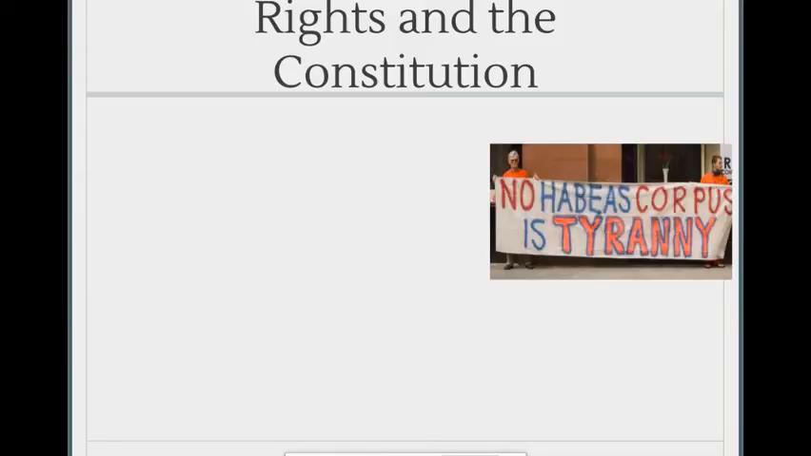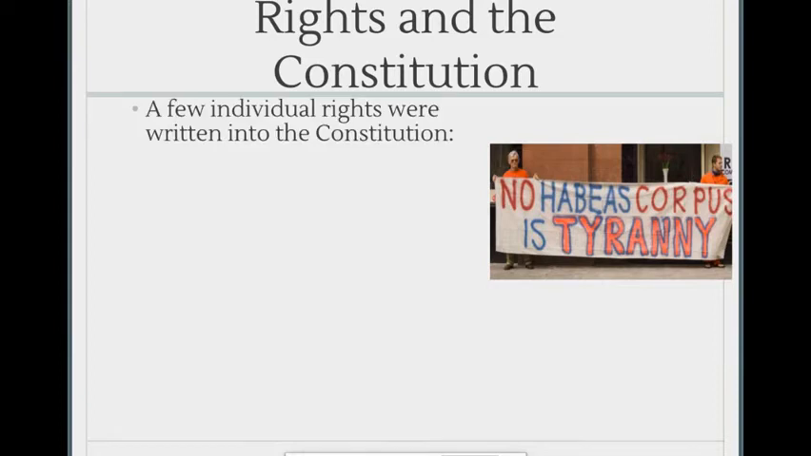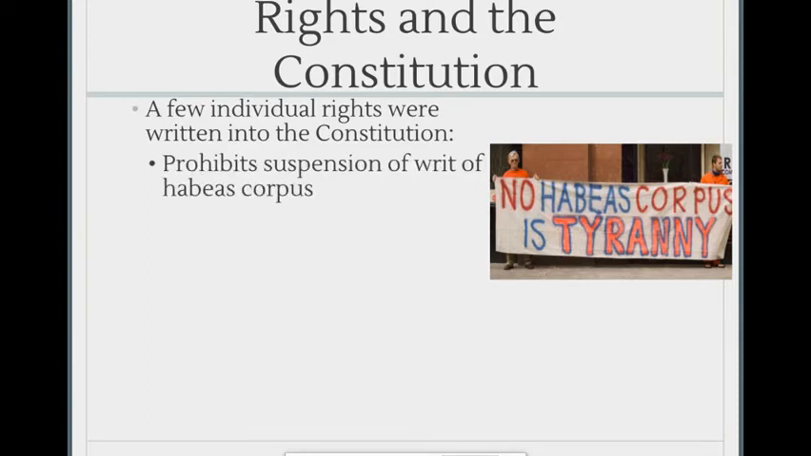All right. So rights in the Constitution. This is big. Okay. A few individual rights were written into the Constitution, and Hamilton is going to argue this at great length in the Federalist Papers. All right. That it prohibits the suspension of writ of habeas corpus, which is the right to know what your charges are if you're arrested by the government. Okay. No bills of attainder. Okay. Which means that legislation cannot declare someone guilty without a trial.